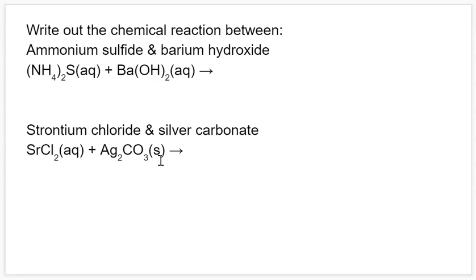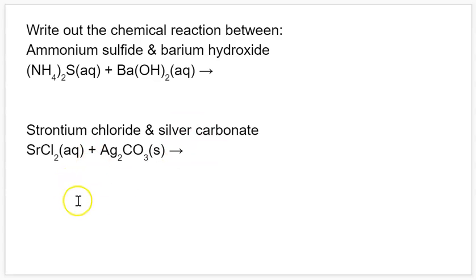So next I need to do the double replacement part of this. I need to predict what the products are going to be. So the ammonium is going to go with the hydroxide. The cation of this one is going to go with the anion of the other. And then the barium is going to go with the sulfide. So I'll have BaS and then NH4OH on the product side.